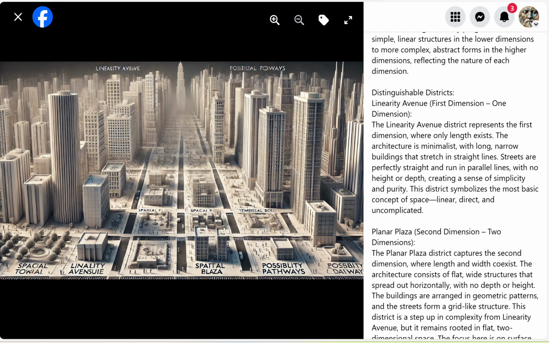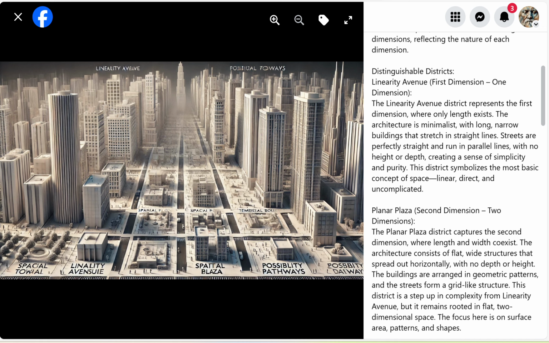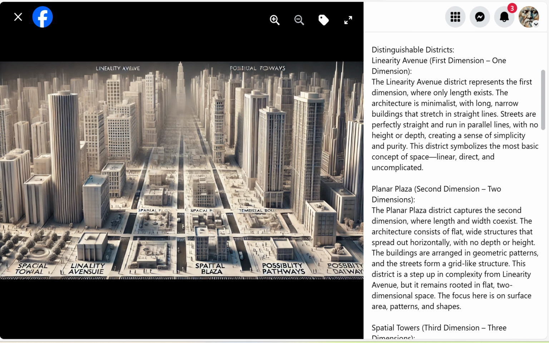Distinguishable districts. 1. Linearity Avenue, first dimension, one dimension. This district represents the most basic form of existence, length without width or height. Buildings here are thin, long, and narrow, stretching like singular lines across the horizon. Urban design. Streets are perfectly straight, intersecting at parallel angles, devoid of curves or bends. The entire environment feels like a pure, minimalist expression of the one-dimensional concept of space.